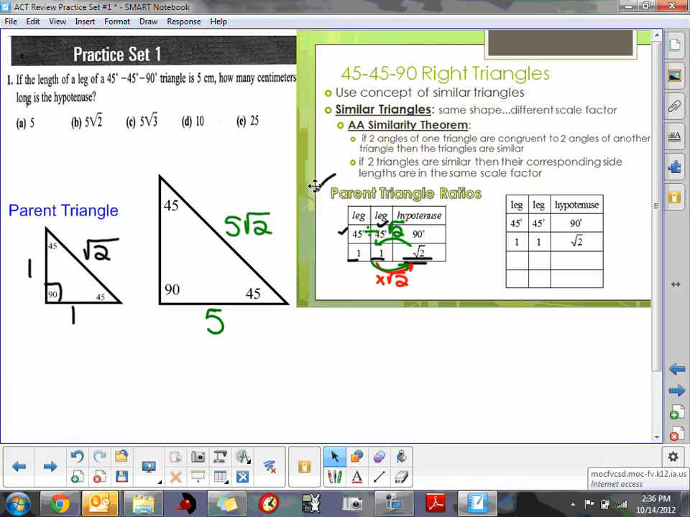Again, this all works because of the base concept, and I'm going to show you this, that these two triangles are similar, and because the triangles are similar, their sides have to be in the same ratio and proportion. That's the scale factor that we talked about.